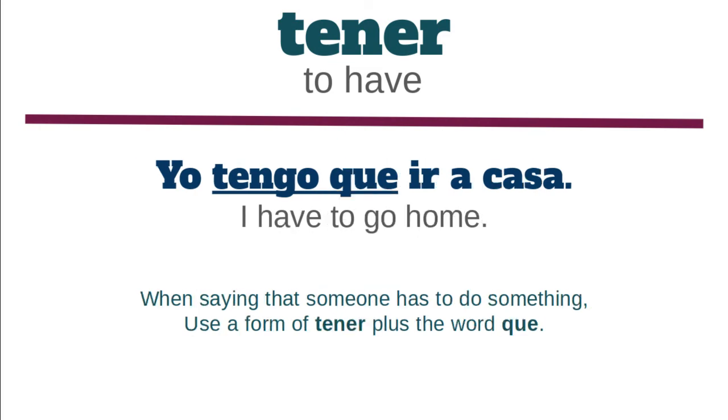We also use the verb tener to talk about something we have to do. In that case, we use a form of the verb tener and then we add the word que. Yo tengo que ir a casa. I have to go home. Yo tengo que ir a casa.